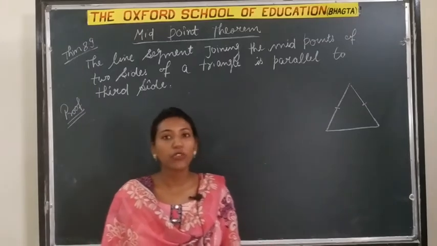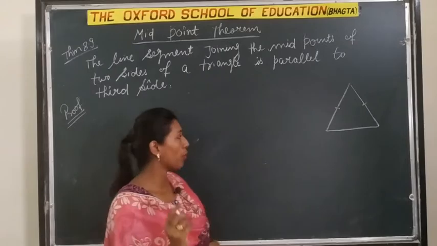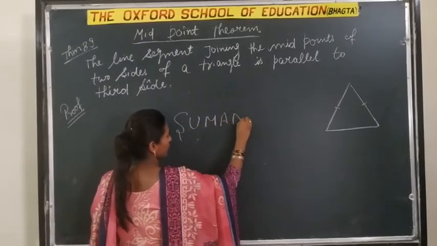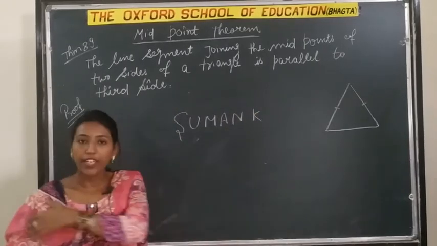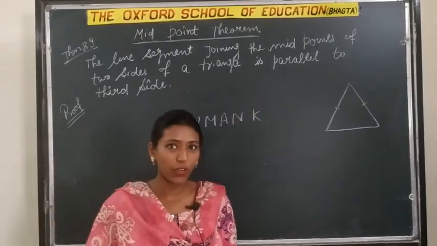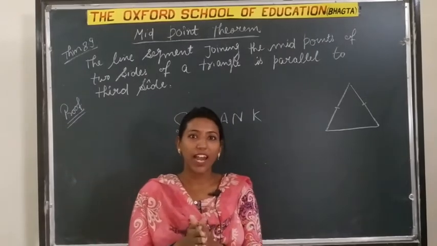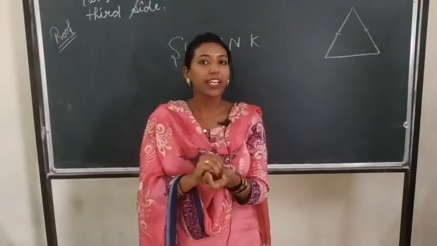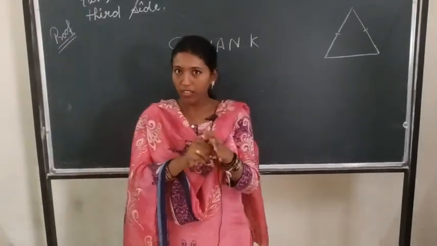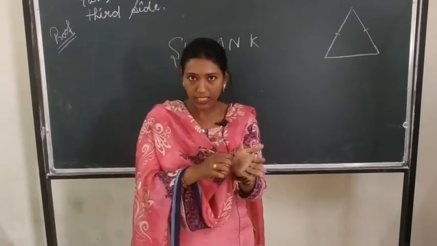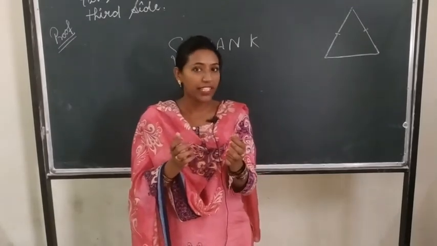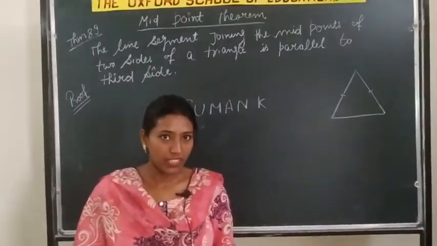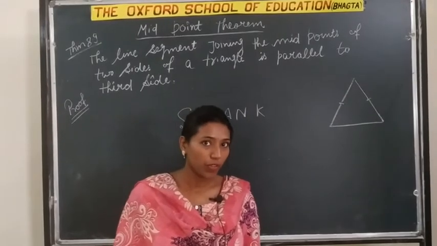Today I will tell you how to wash your hands. There is a formula, SUMAN K. In the SUMAN K formula, S stands for Sida, U stands for Ulta, M stands for Muthi, A stands for Angutha, N stands for nails, and K stands for Kalai. This is a formula to wash your hands so that we can take care of ourselves.